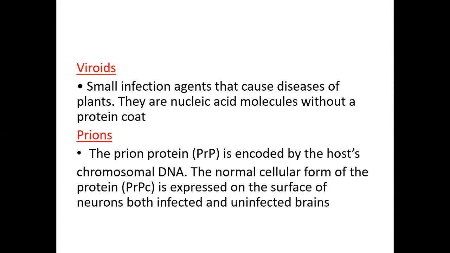Okay, about acellular microorganisms, you know that there are not only viruses but also viroids and prions. Viroids are small infectious agents that cause disease of plants, and they usually have only nucleic acid without a protein coat. And prions are abnormal proteins which can infect, which can cause abnormality of other proteins in the tissue.